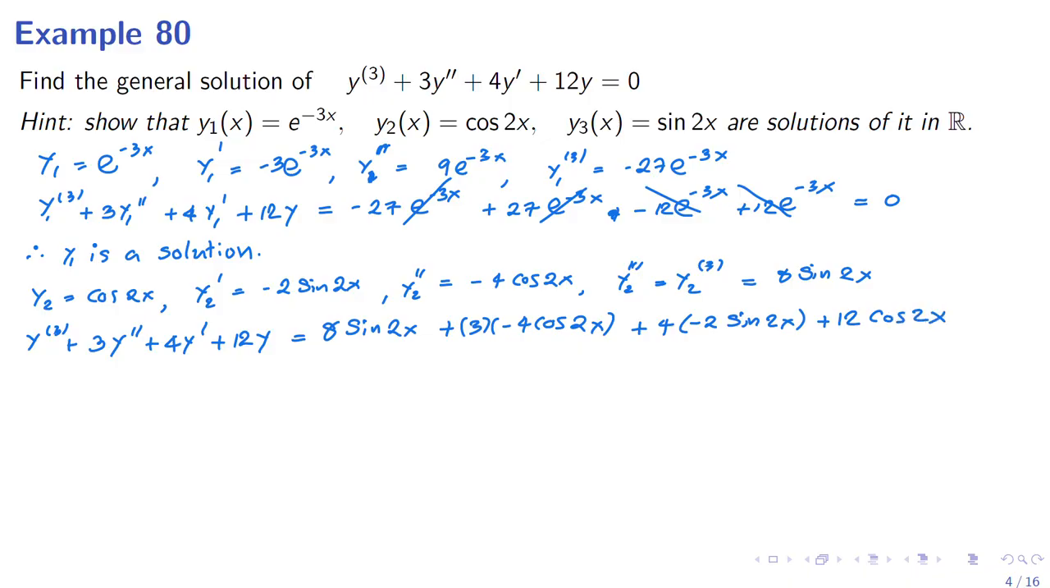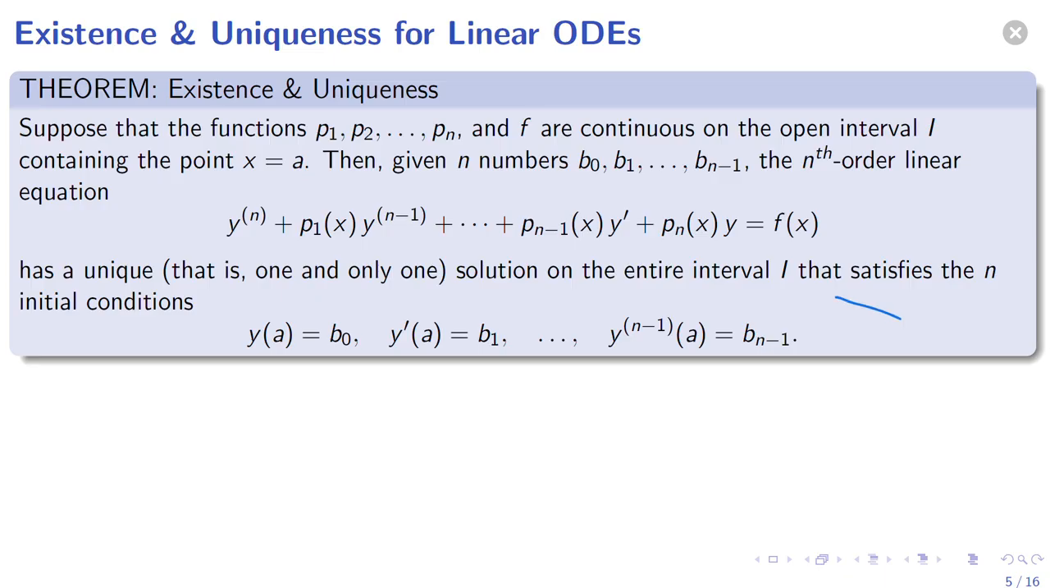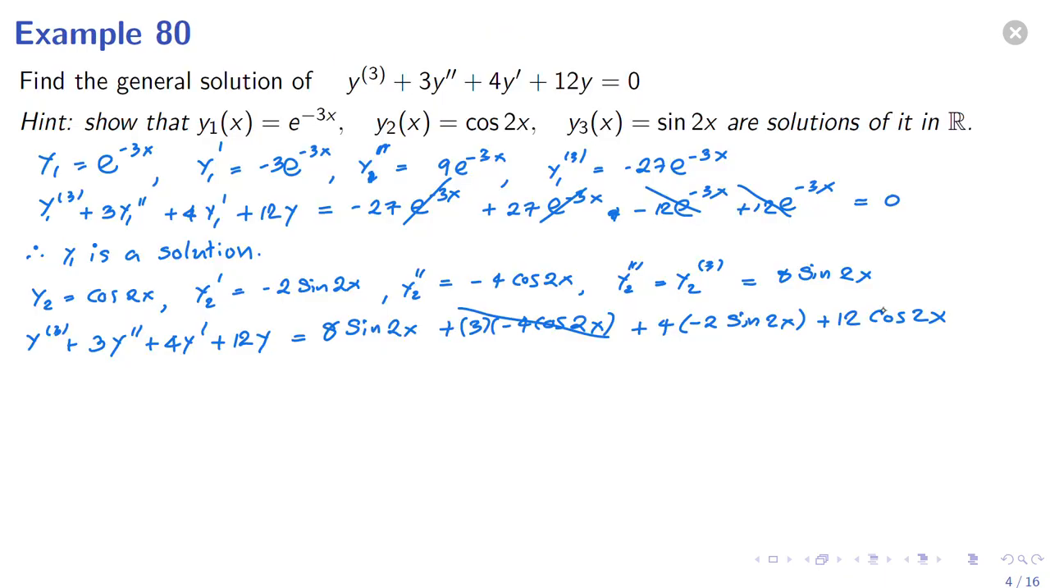We can see that here we get minus 12 times cosine 2x plus 12 times cosine 2x, which cancel. Here we have 8 sine 2x. Here we get minus 8 sine 2x. So that is 0. Therefore, y2 is also a solution. One can show that y3 is also a solution. I'm not going to do that.